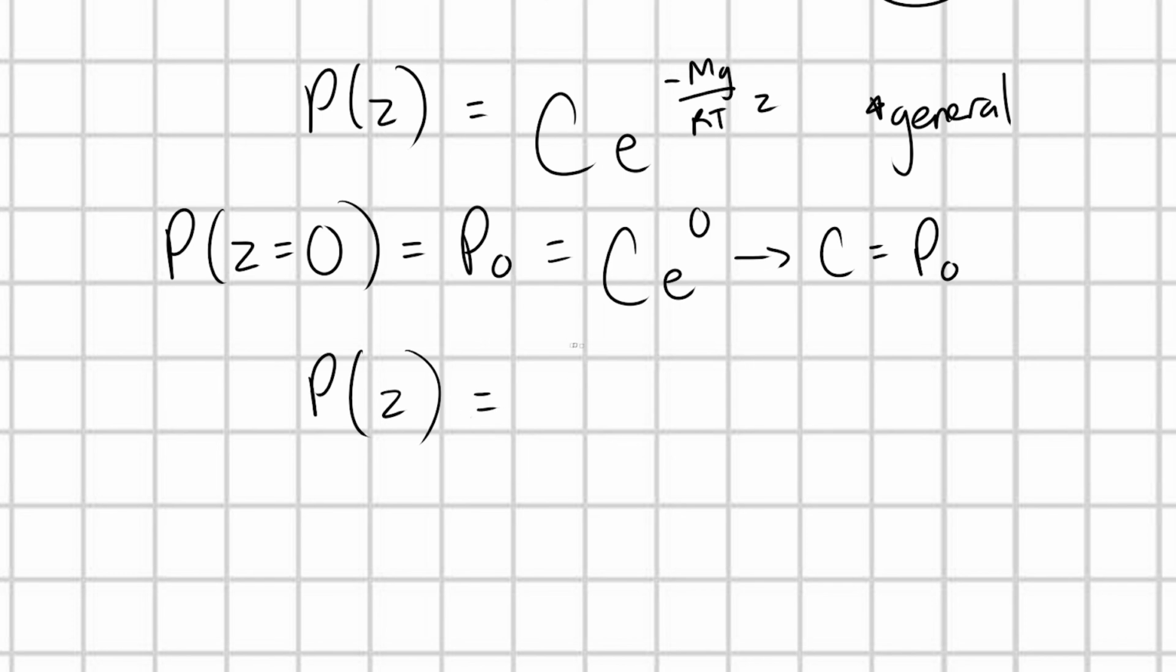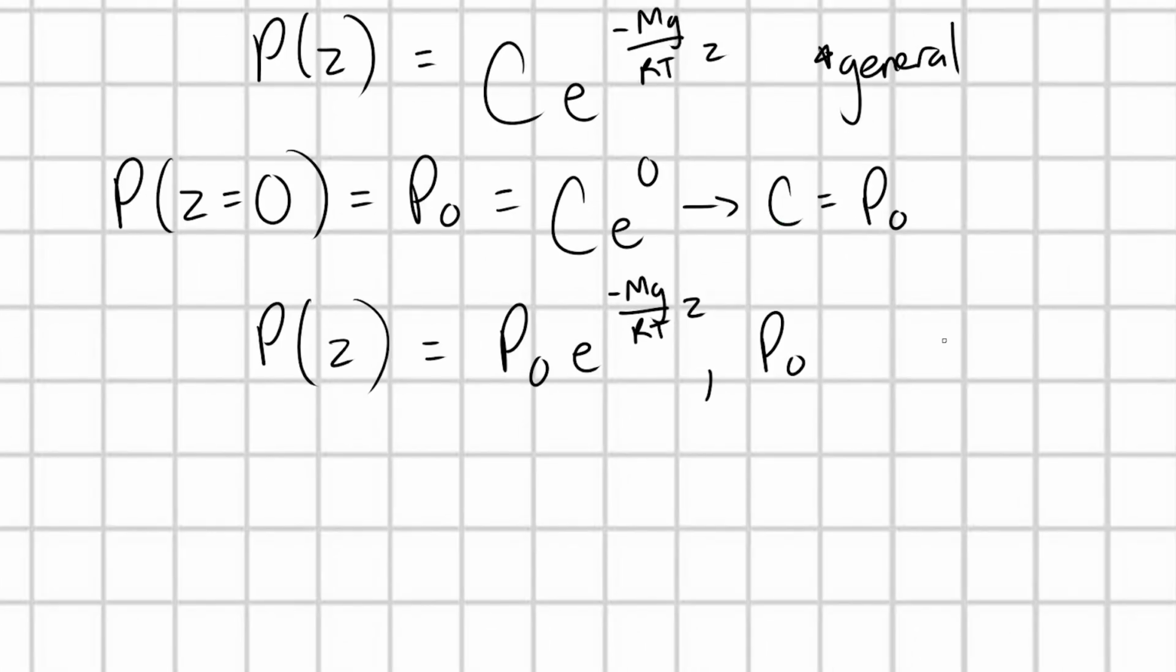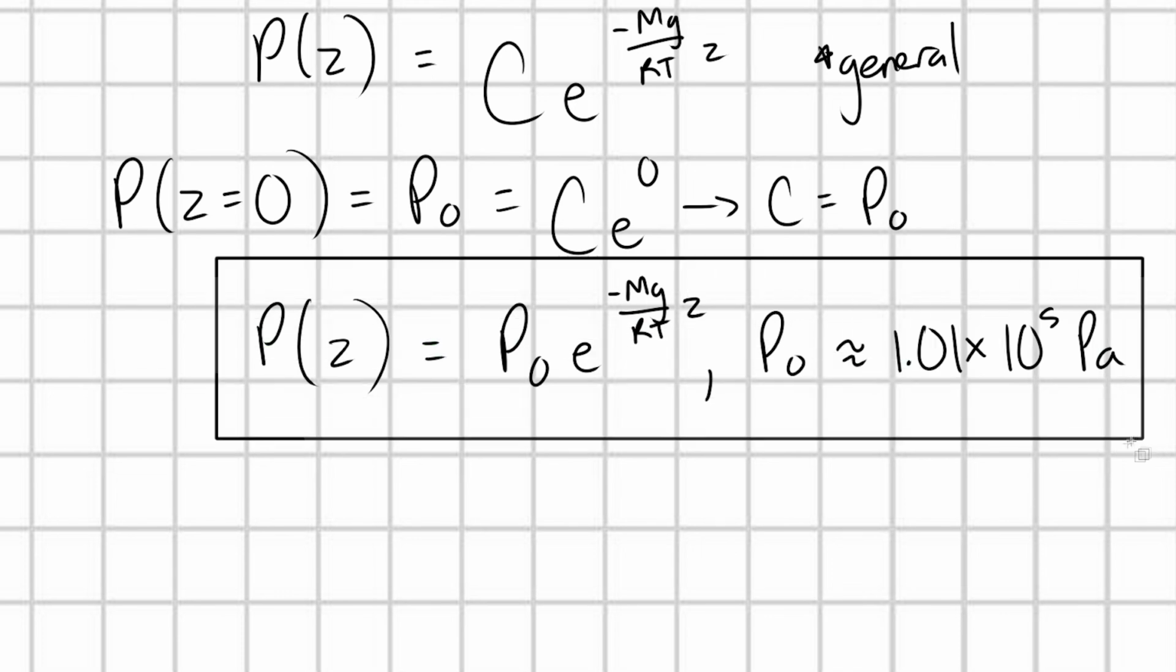So we have P of z is equal to P naught e to the minus mg over rt z, where P naught is equal to 1 atmosphere, or about 1.01 times 10 to the 5th pascals. Awesome, we just solved our first separable differential equation. Not that bad at all.